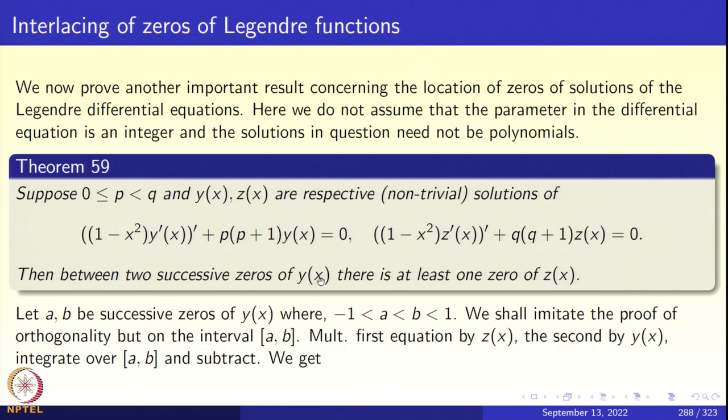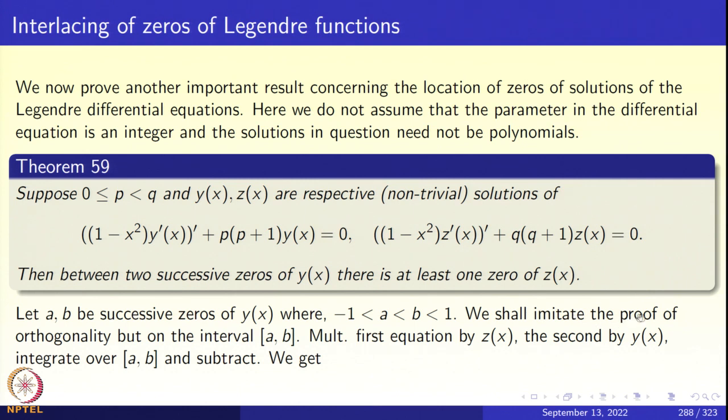Between two successive zeros of y of x, there's a zero of z of x. So let a and b be successive zeros of y of x. Remember that we have already shown that the zeros are isolated. The zeros cannot accumulate. It's a second order differential equation and the zeros cannot accumulate. We'll prove a more general version later. Here you can see it because y of x and z of x are solutions of an analytic differential equation and they are power series solutions, and so the zeros cannot accumulate anyway. So a and b are successive zeros, and I'm going to assume that minus 1 is less than a less than b less than 1.